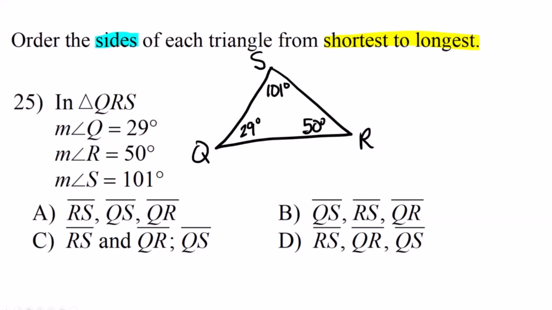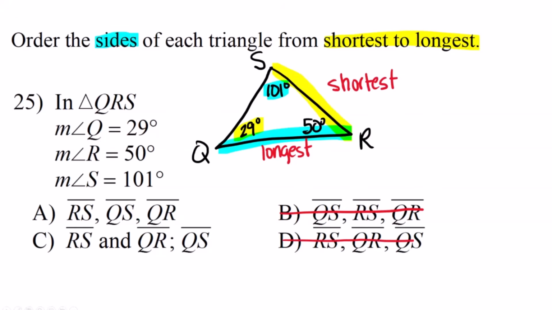Shortest to longest means the shortest is going to be across from the 29. That's SR or RS, however they have it written. RS, RS, RS. So B's out. Let's look at the longest side. That's going to be across from the 101. That's QR, so that has to be the last one. So this is not true. And this is not true. So the answer is A.